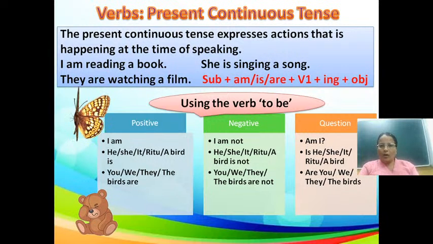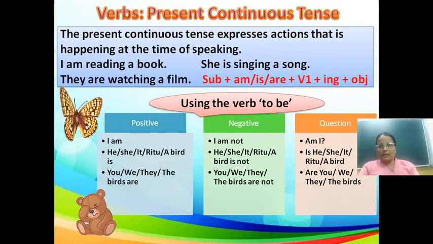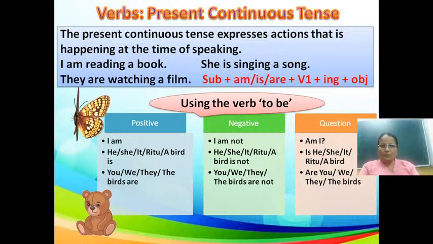Okay. And if you want to form questions in present continuous tense, see the format. You have to use all the helping verbs to begin the sentence.